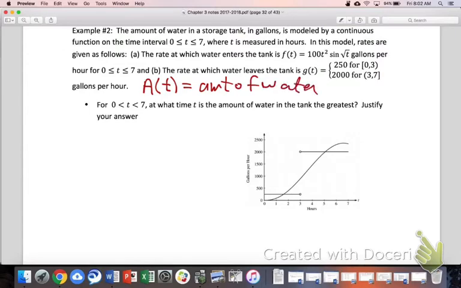So we are trying to find the time when the amount of water is greatest. So when you see the word greatest, what does that make you think of? Maximum, yeah. So we're going to find when the amount of water is maximized. If I'm trying to maximize A of t, where am I going to get my candidates for me to even check? Critical points, right? Critical points of A would be where A prime is 0 or doesn't exist. So first thing we got to do is figure out what A prime is.